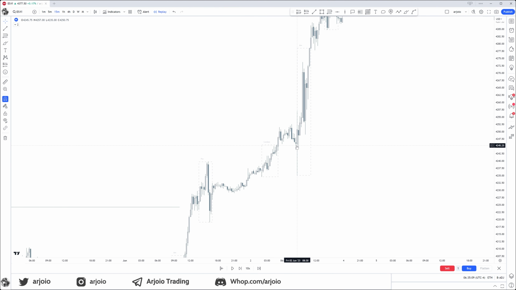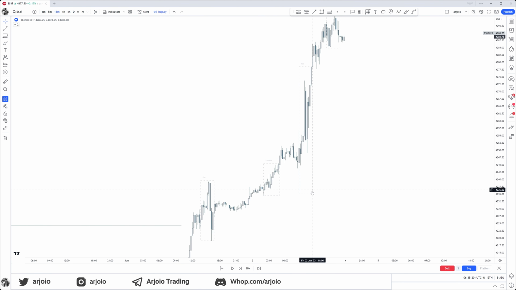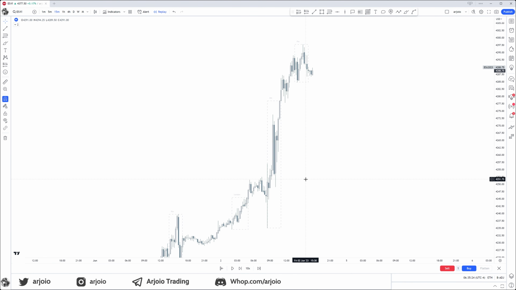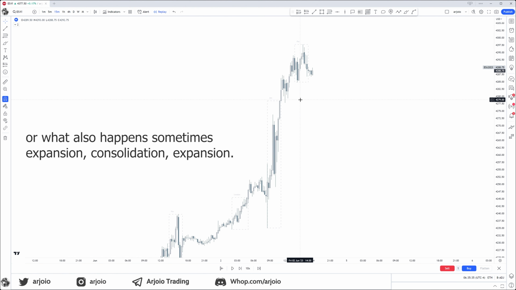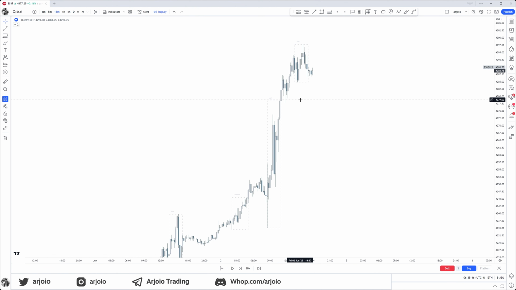Here you can see the difference. 8:30 already had a big expansion up. So when that happens, 9:30 will still give that fake move down, but it likely won't take out what 8:30 already established. And then what do we see after PM session? Consolidation right there. Consolidation, expansion, consolidation. Or what also happens sometimes, expansion, consolidation, expansion. And that is also what we've talked about.